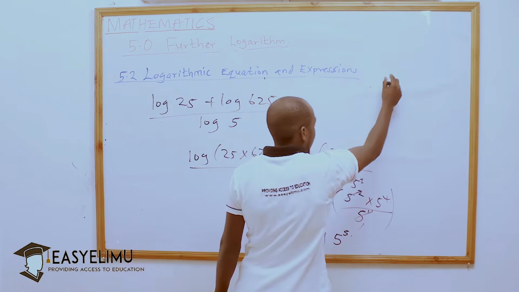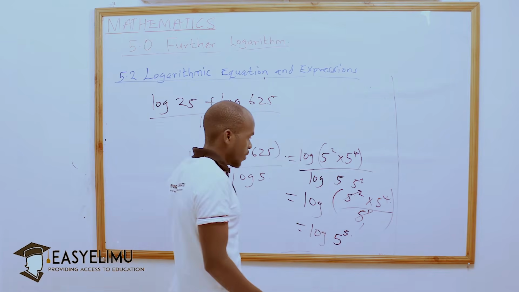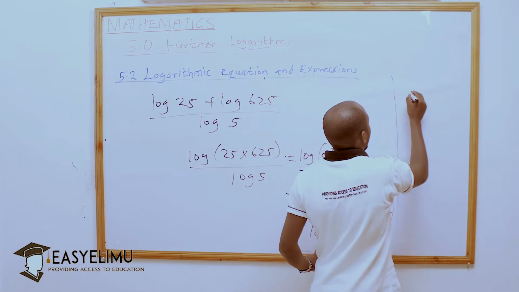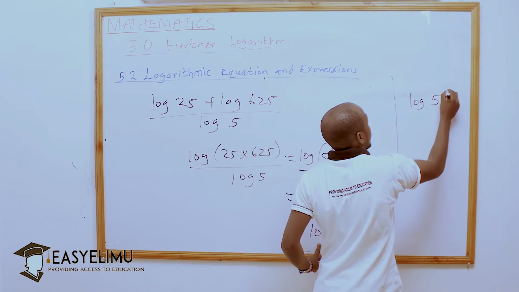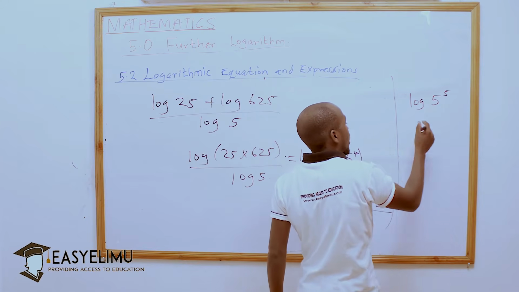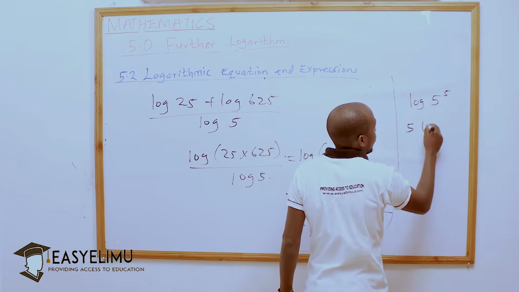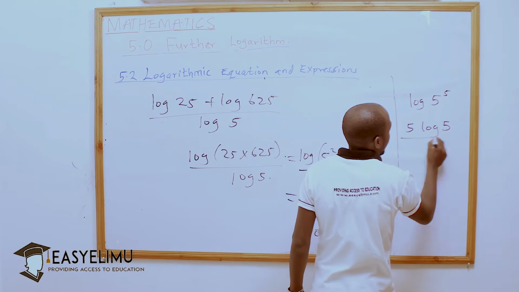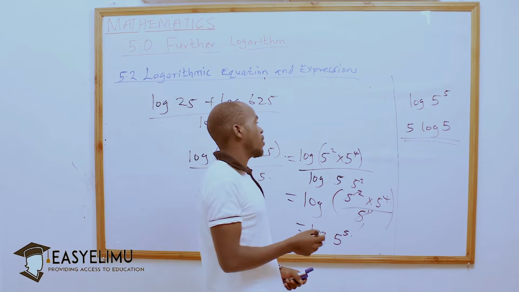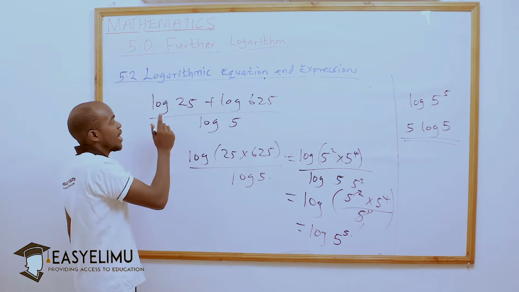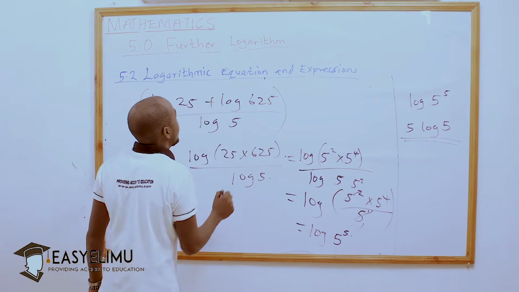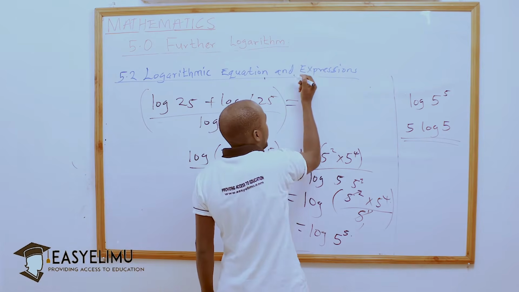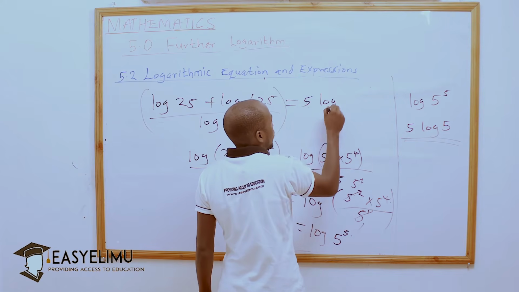If that is the case, then we are going to have log of 5 raised to 5. And that one can be written as 5 log 5 from the formula which we just recently sorted out. So meaning that we can simplify this logarithmic expression, and we have simplified it to 5 log 5.